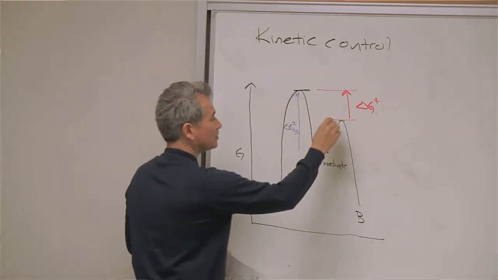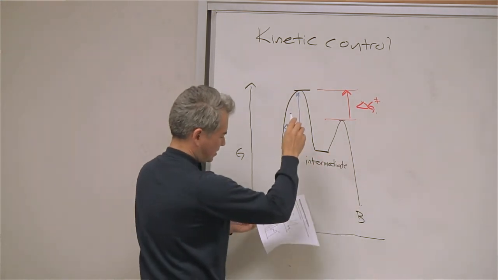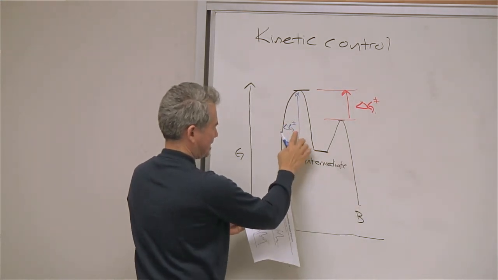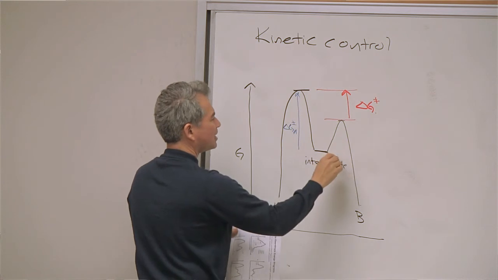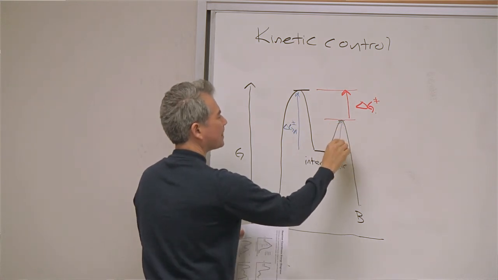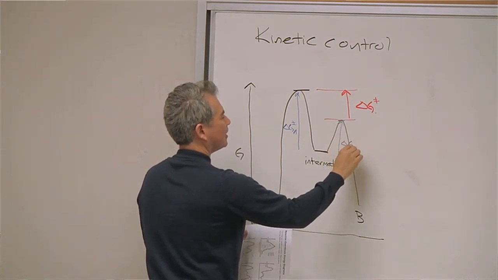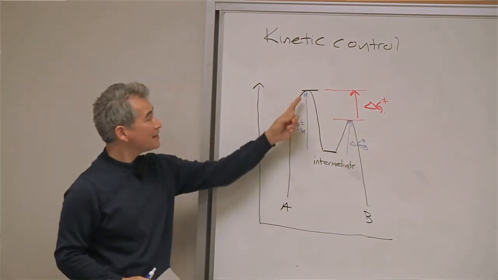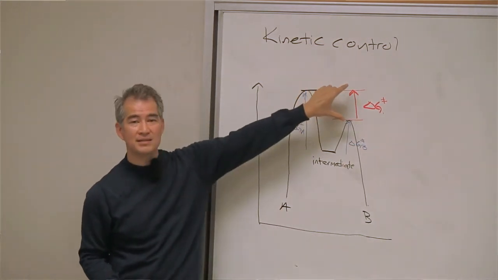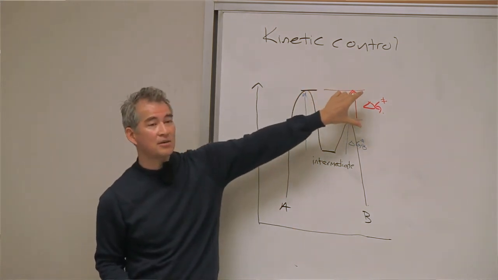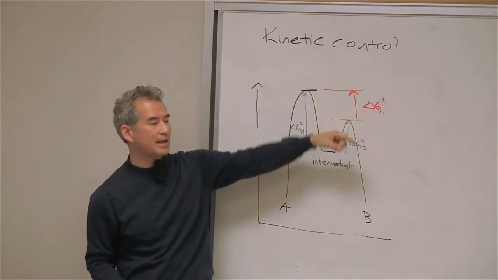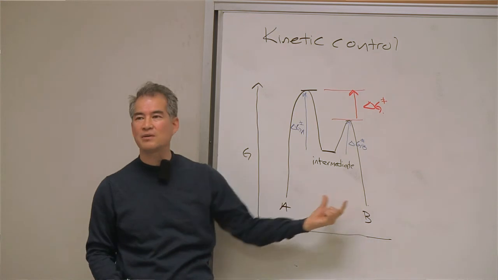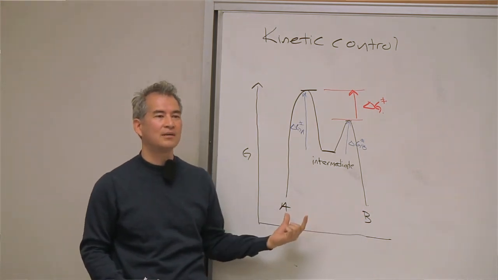If I want to go to product, I've got that backwards, I apologize, that's A. If I want to go to product B, I've got a different free energy of activation. And I don't even care about what those numbers are, all I care about is the difference. That difference in free energies determines whether I get a 10 to 1 ratio, a 2 to 1 ratio, or a 1 to 1 ratio.